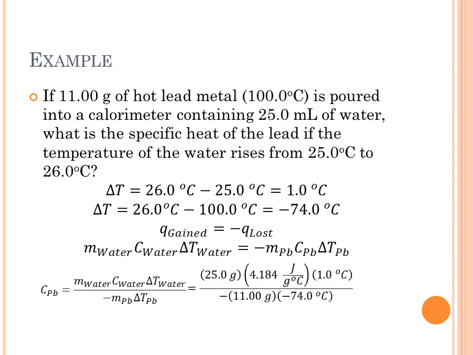25 grams times 4.184 joules per gram degree Celsius times the 1 degree Celsius, divided by minus 11.00 grams and a minus 74 degrees Celsius in the denominator. The negatives are going to cancel and leaves us with 0.13 joules per gram degree Celsius. And you can see that that specific heat is much less than that of the water, which is why the water changes by much less than the metal changes.